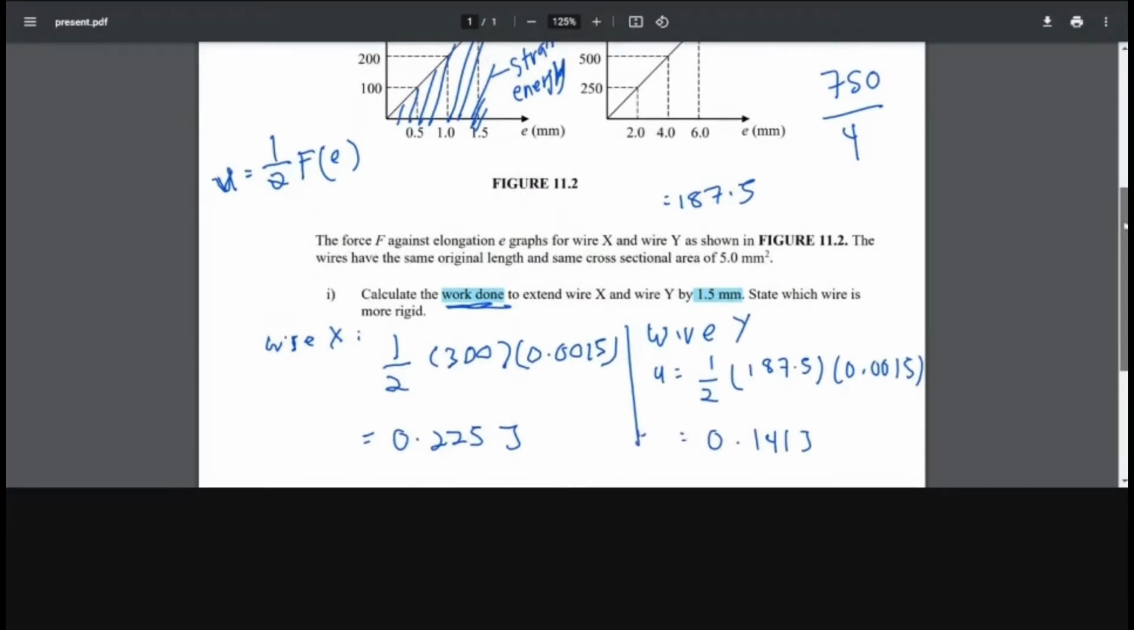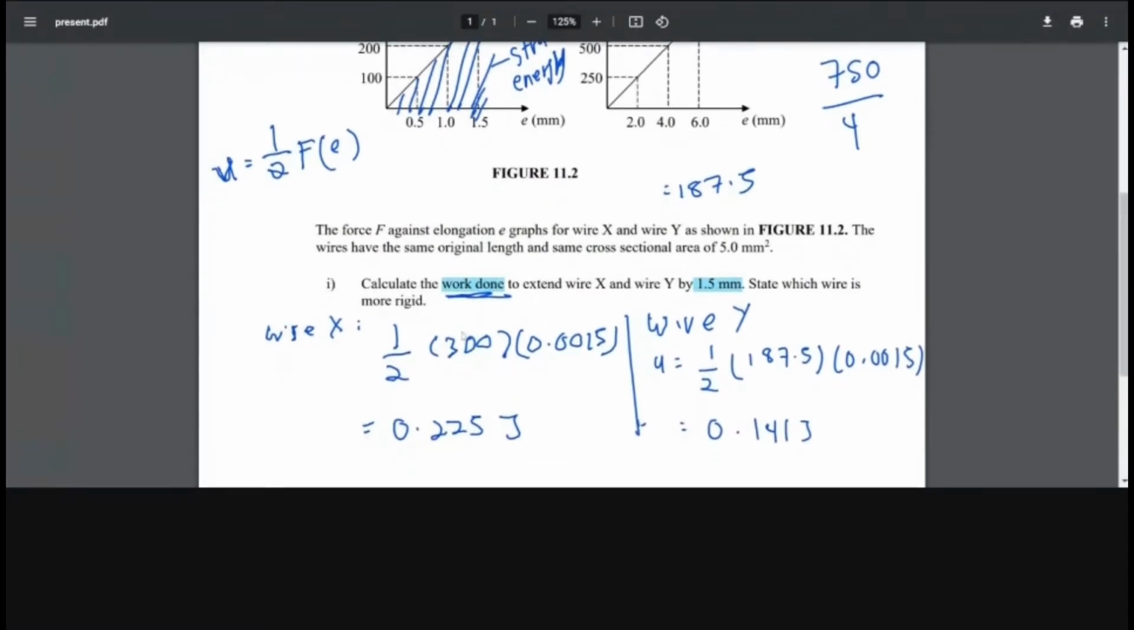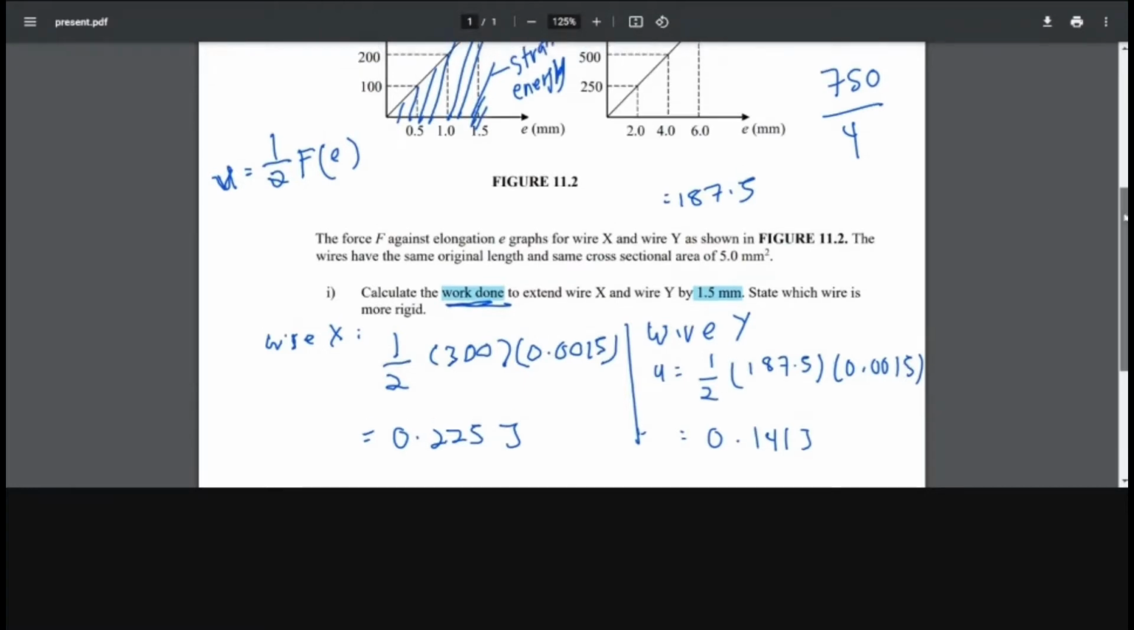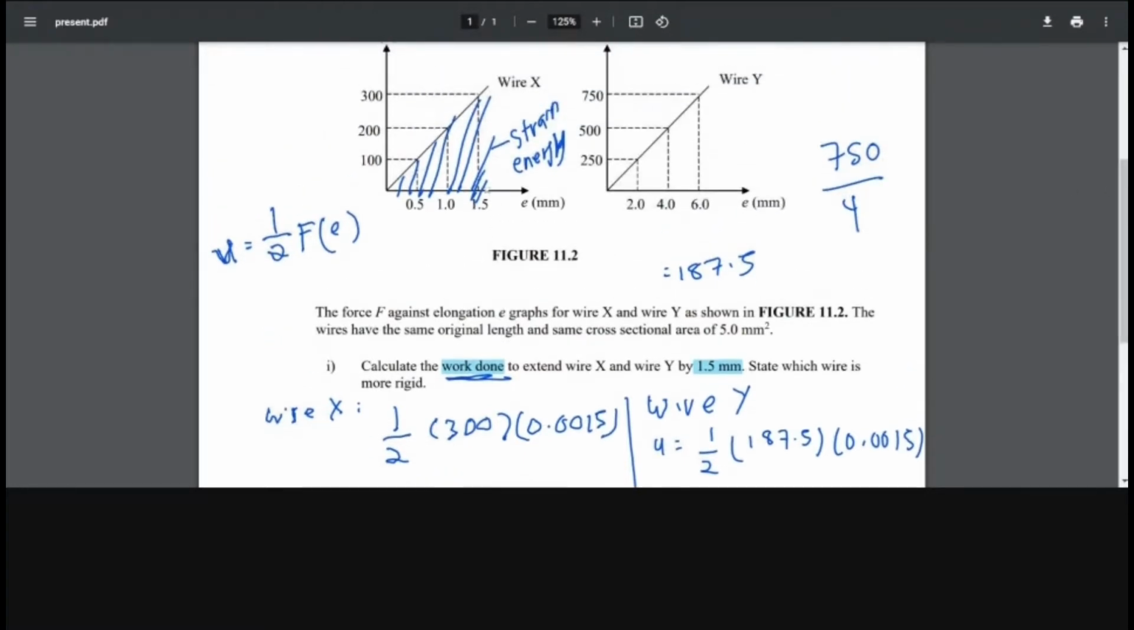Okay, firstly kita kira untuk wire X. Wire X 1/2. Kalau macam wire X ni dia memang dah 1.5 mm dah. Jadi kita ambil direct je 300 darab dengan 1.5 mm, ni kita kena convert dalam unit SI dia jadi meter lah.